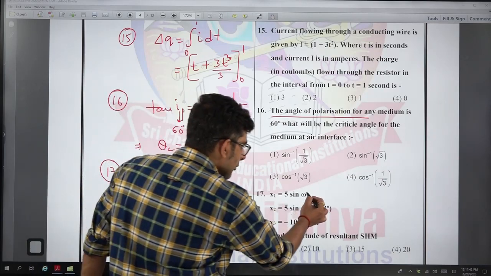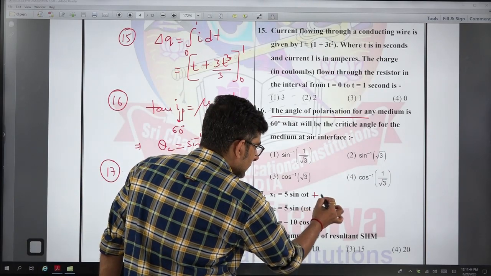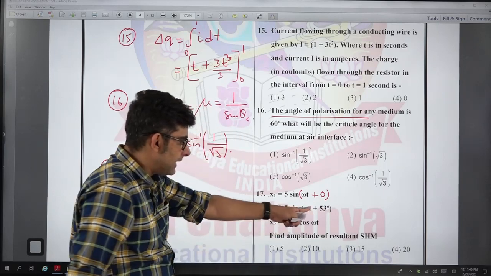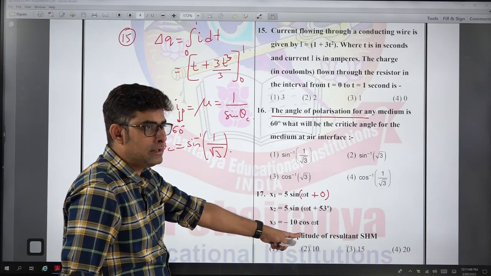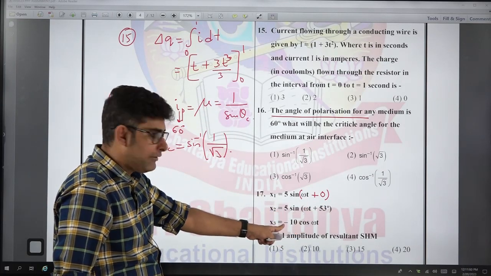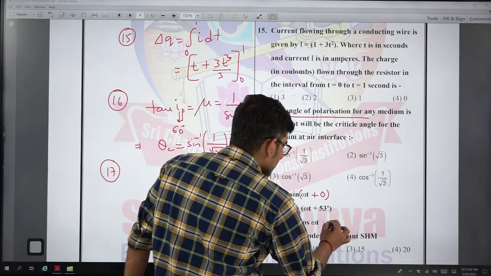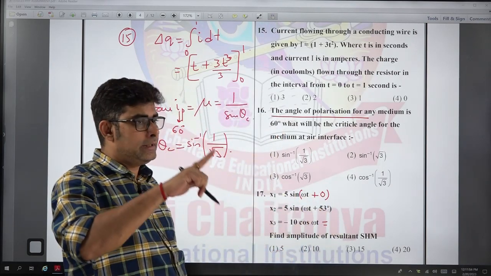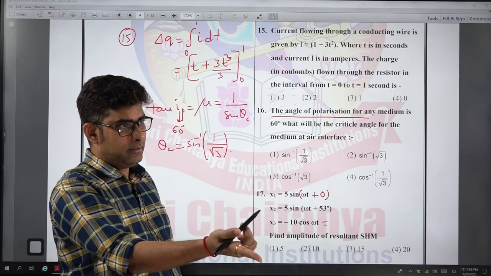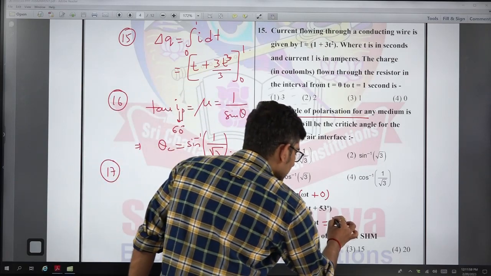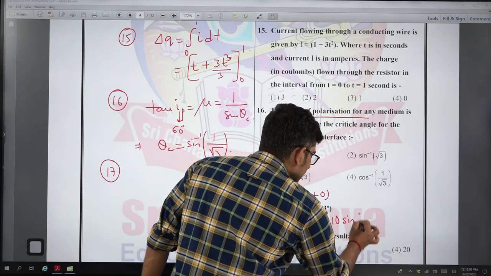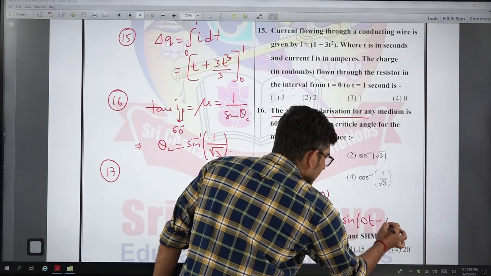So how much phase constant does each have? First one, it has 0. Second one, 53. Third one is cos omega t, but we have minus 10. Now we know cos omega t can be written as sin omega t plus 90 degree. But here we have minus, so we can write it as 10 sin omega t minus 90 degree.